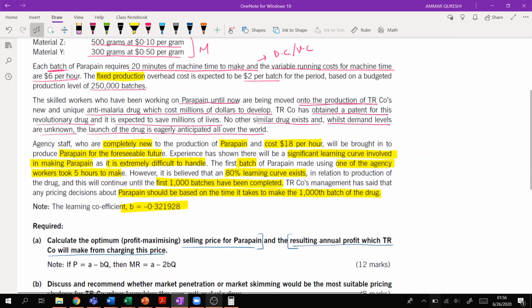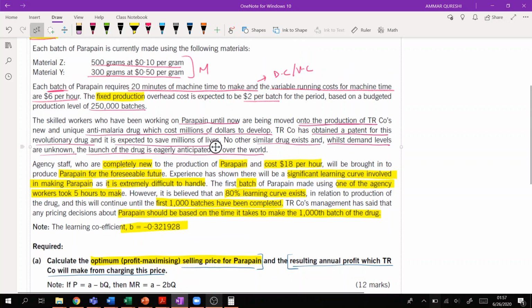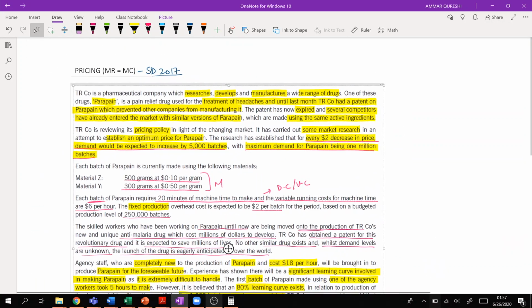Now what you are required to do is calculate the optimum profit maximizing selling price. Optimum means where you can earn maximum profit, and the resulting annual profit which TR company will make from charging the price, right? So this is what you have to do. Now try to recall what we did.